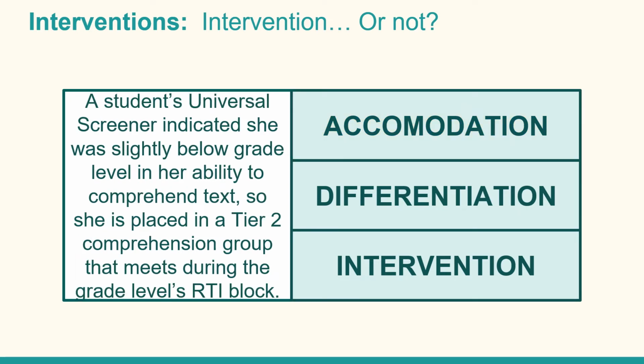Last one. A student's universal screener indicated she was slightly below grade level in her ability to comprehend text. So she is placed in a Tier 2 comprehension group that meets during the grade level's RTI block. Pause and discuss one last time.